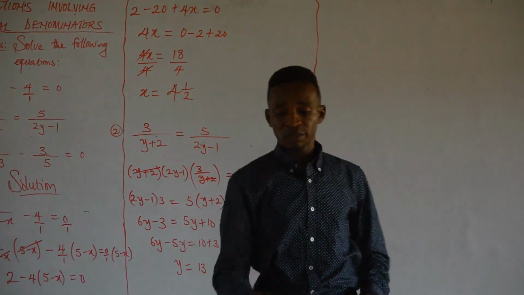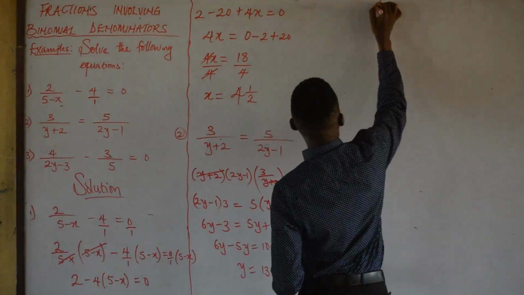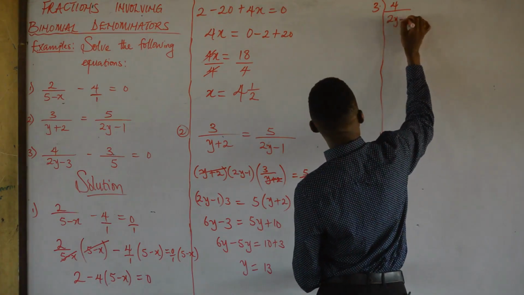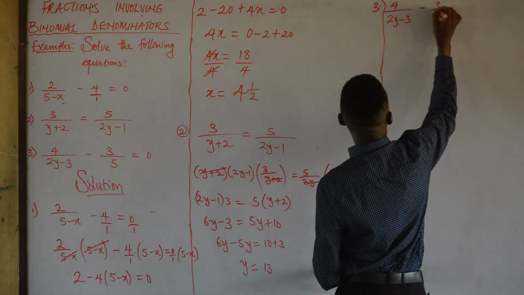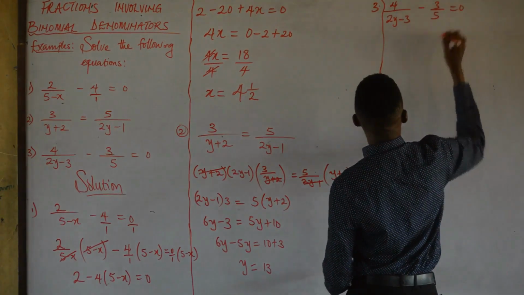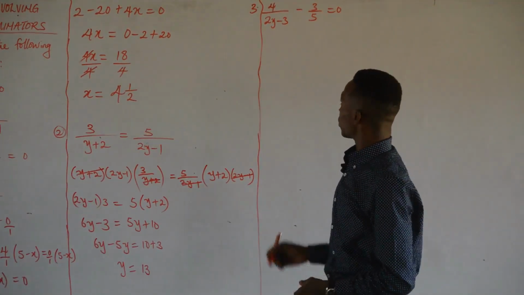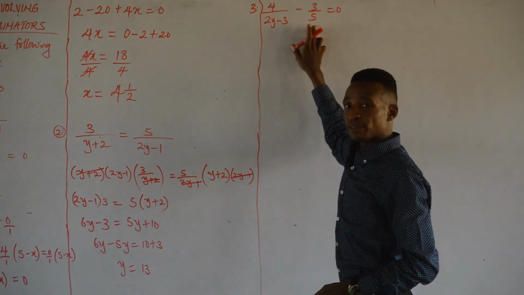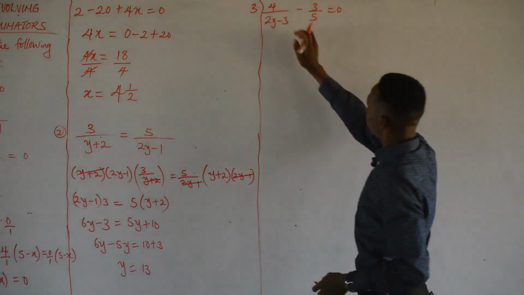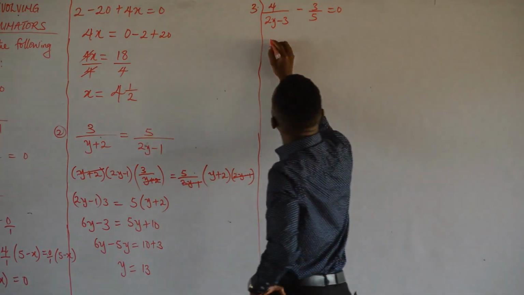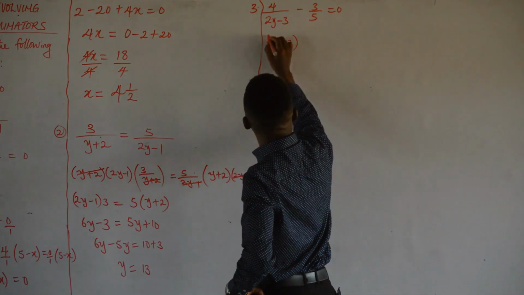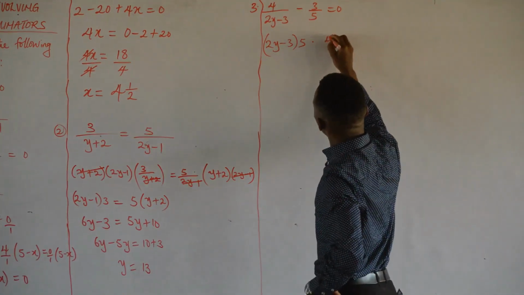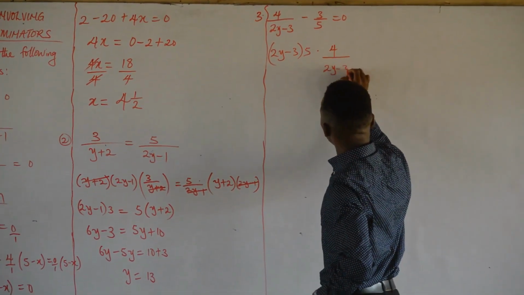Let's go straight to the third question. For the third question here, we have 4 divided by 2y minus 3, then minus 3 all over 5 equals to 0. To solve this third question, what we just need to do is get the LCM. So the LCM here is going to be 2y minus 3 into brackets 5. So use the LCM to multiply each of the values that we have here.